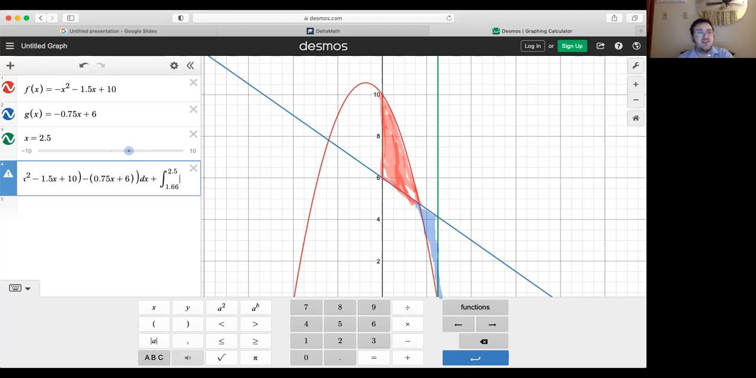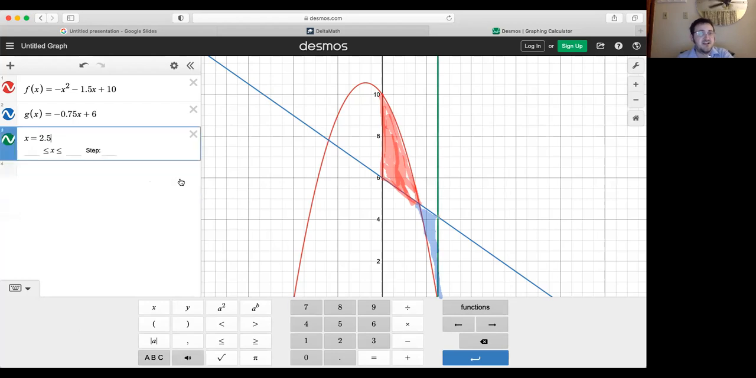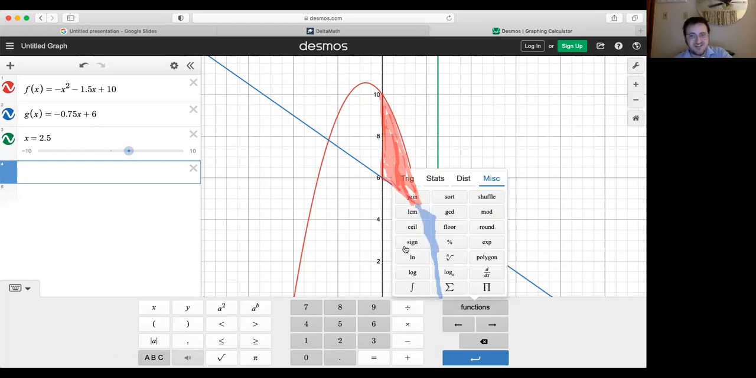And what we can see is that g of x is now on top. So I'm going to do negative 0.75x plus 6 minus a negative x squared minus 1.5x plus 10. And I'm just going to put that in parentheses, put a dx. Ooh, rats. Ooh, we got to start again.